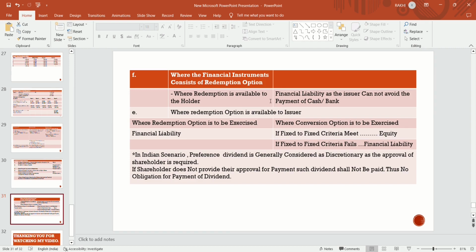In the Indian scenario, preference dividend is generally considered discretionary, as the approval of shareholders is required. If the shareholders do not provide their approval for payment, such dividend shall not be paid. Thus, there is no obligation for payment of dividend. Then it should be treated as equity because it is discretionary in nature.